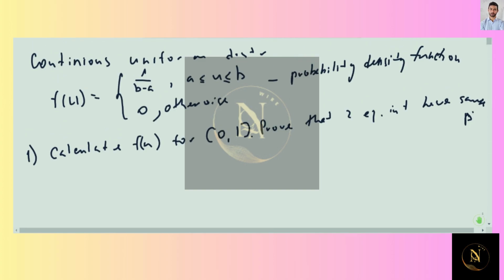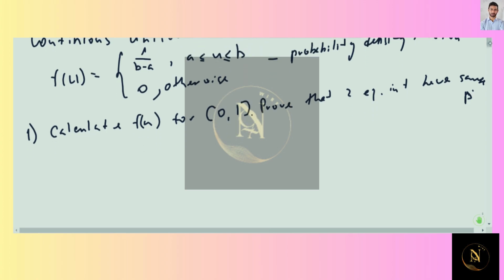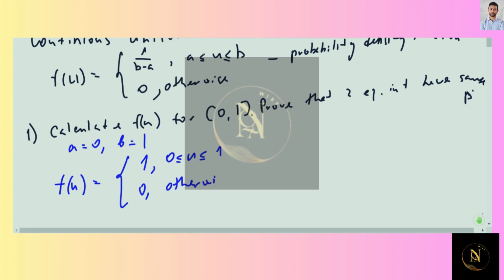So the probability density function of this distribution is shown in the slide. And first we have to calculate this probability density function when a equals 0 and b equals 1. So for this interval, the probability density function will look like the following. It will be 1 when u belongs to the interval from 0 to 1, and it will be 0 otherwise. So it will be 0 for all the other values of u.